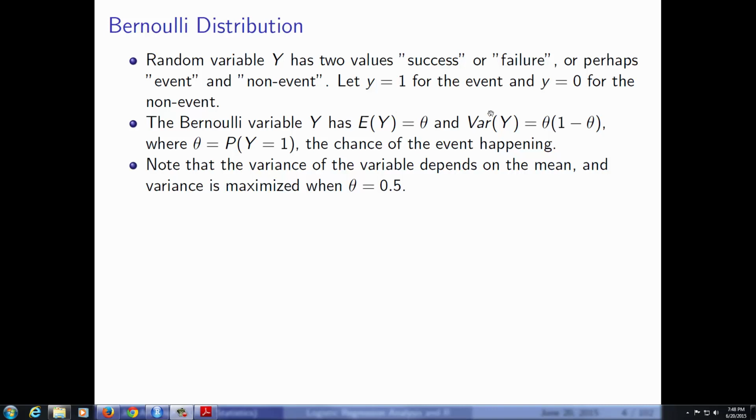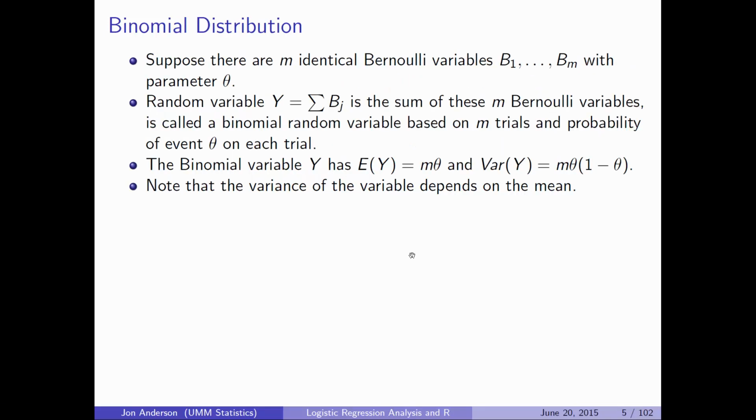The variation of a Bernoulli variable involves the probability theta as well, and so you can notice here that the typical value of the variable and the variance of the variable are functions of each other, or in other words, the variance is a function of the mean. Notice that the variation becomes a maximum when theta is equal to a half.